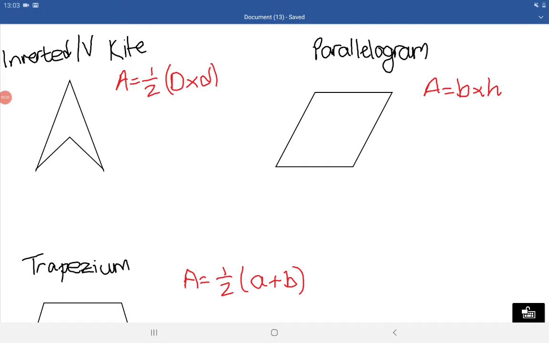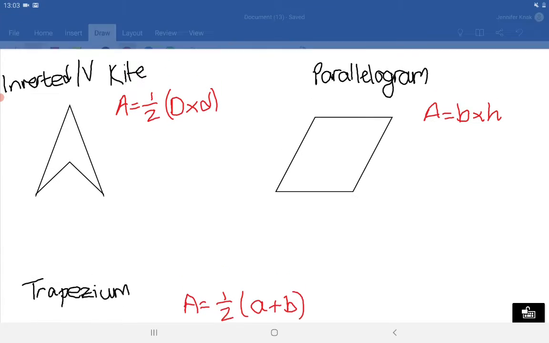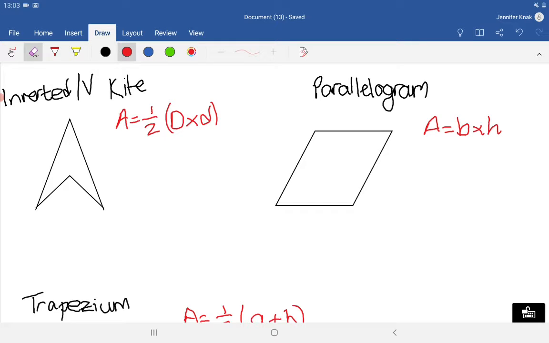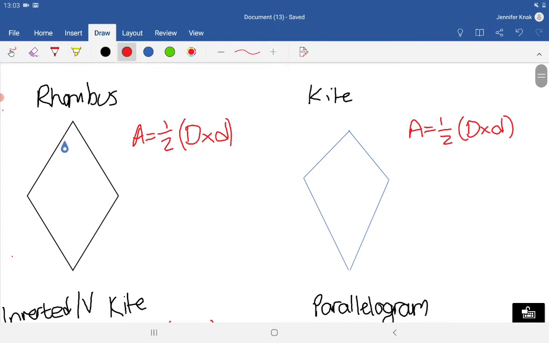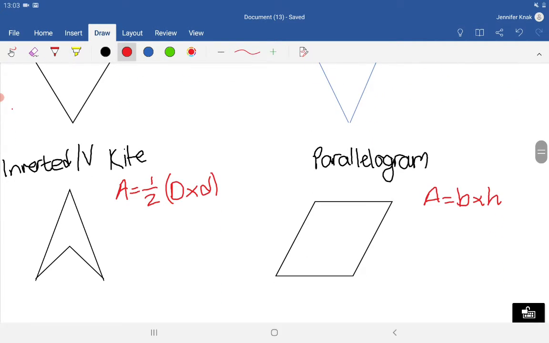Okay folks, so we are going to be looking at the area of a variety of other quadrilaterals today, and this week in general. So we've got a few different shapes we're going to be looking at. We're going to be looking at a rhombus, a kite, and what we call an inverted or a V kite.